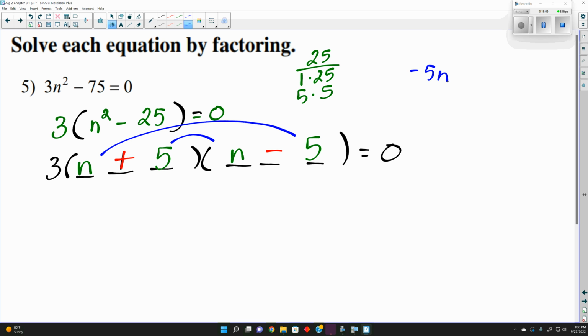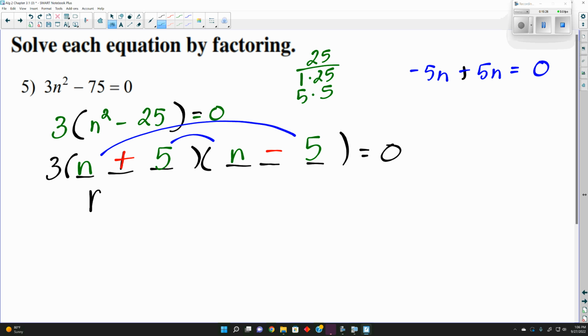And if we check this, n times negative 5 is negative 5n. 5 times n is positive 5n. Negative 5n plus 5n is 0. Does that match up with our middle term? Because we don't have one, so it should be 0.